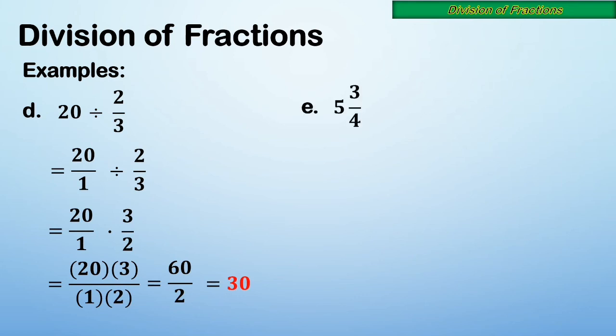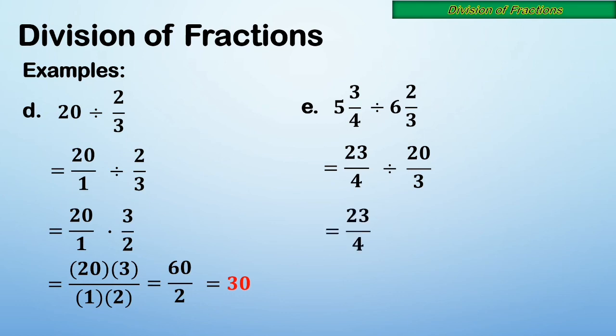Okay? Another example, 5 and 3/4 divided by 6 and 2/3. Ito mixed fractions. The second rule says, gawin muna nating improper fractions. Which is 4 times 5, 20 plus 3, it becomes 23. Copy the denominator, which is 4. 6 times 3, 18 plus 2, it becomes 20. Then copy the denominator, which is 3.